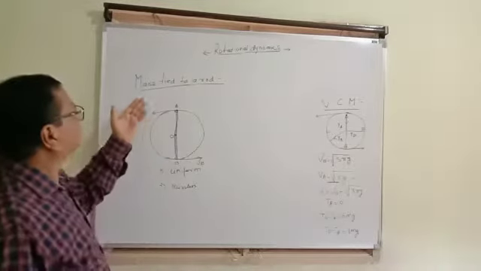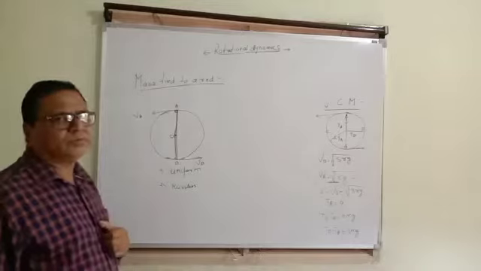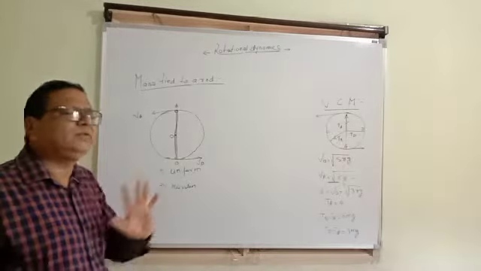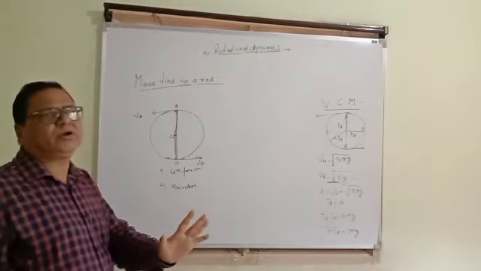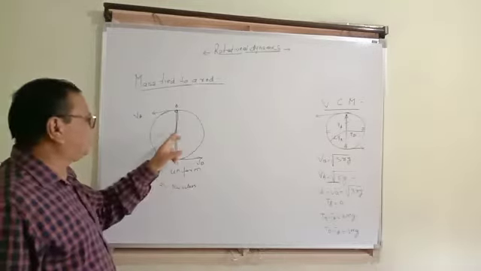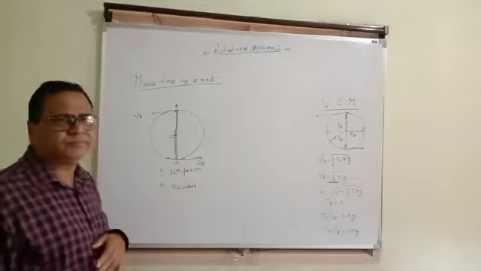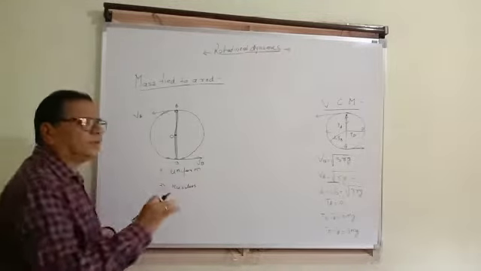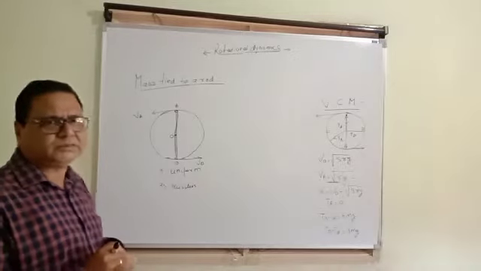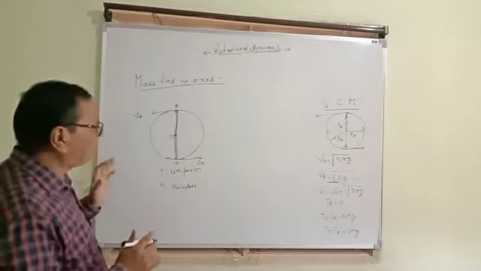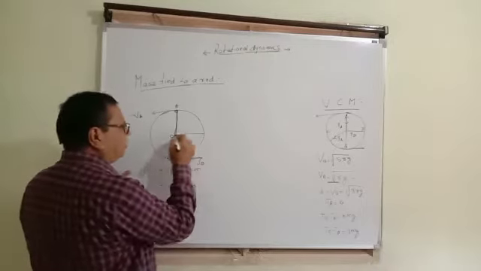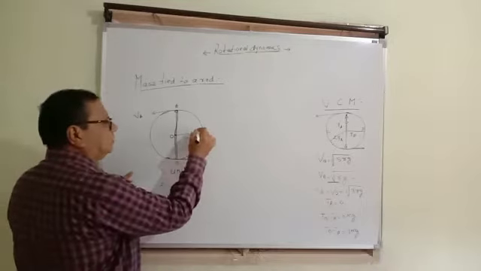But in mass tied to a rod, as the rod is rigid, this condition is not required. The minimum tension condition is not required because the rod is uniform and rigid. By applying the same method, the law of conservation of energy, we can determine the velocity at point A, velocity at point B, velocity at point C or D.